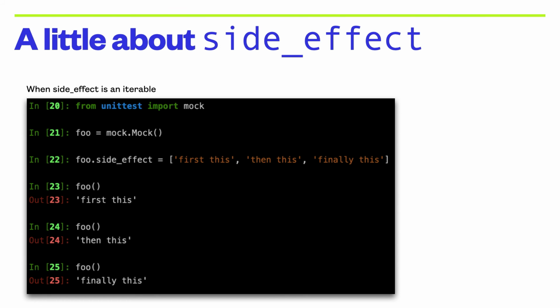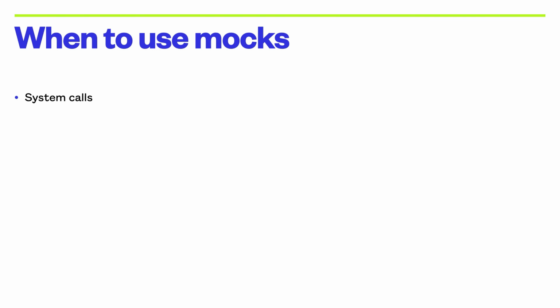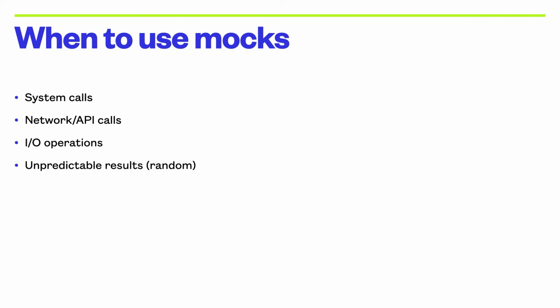This is very nice where maybe you have some function that gives you different return values in the same test. How would you test that? You would test that by assigning the side effect to a list. This is from the docs of side effect. So let's get back to when we should use mocks: system calls, network or API calls, IO operations, and unpredictable results. Because you need tests to be deterministic, each time it cannot change.